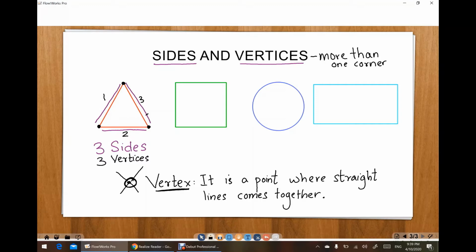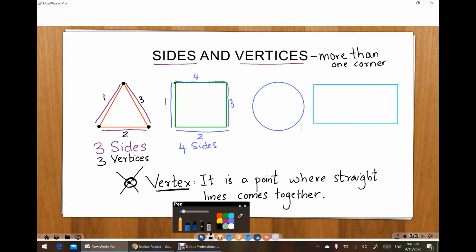Now let's move to our next shape, square. This is a square, right? Can you tell me how many sides a square has? I want all of you to count with me, okay? 1, 2, 3, 4. So a square has how many sides? 4 sides. Right? Now how many vertices does a square have? Count with me. 1, 2, 3, 4. You see, it has 4 corners. So a square has 4 vertices.